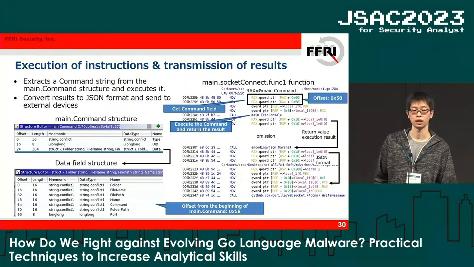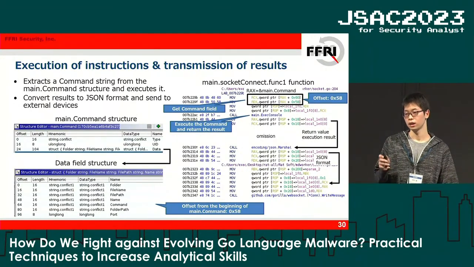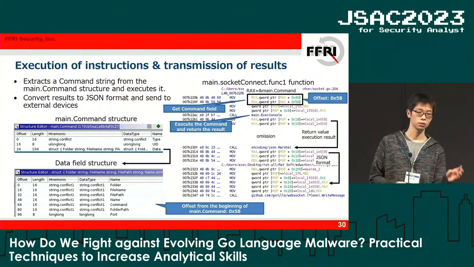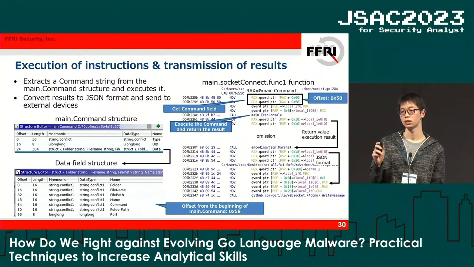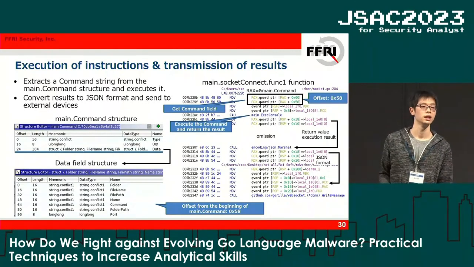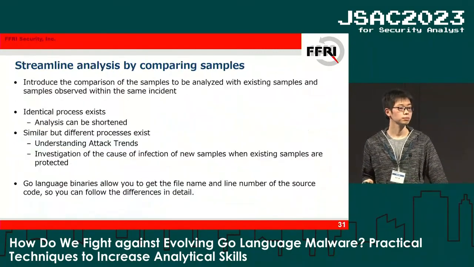Under the main command data field, internally there's another structure, which is a command field. It includes a string, and this information is given to the function that will execute the command. As a result of the command being executed, the output comes back as a return value, is converted, and is sent to the C2 server. That is the flow.